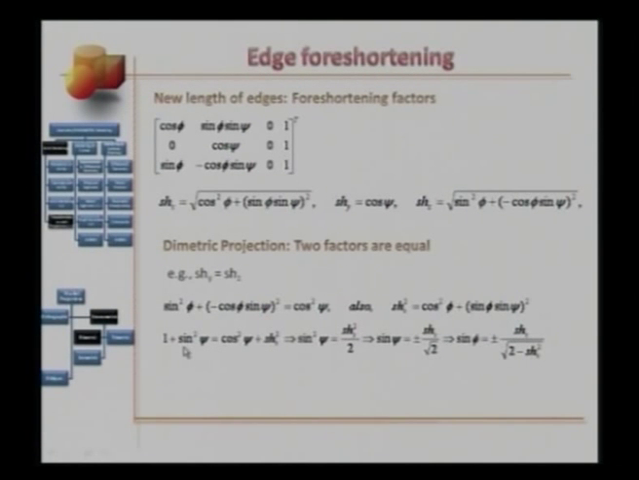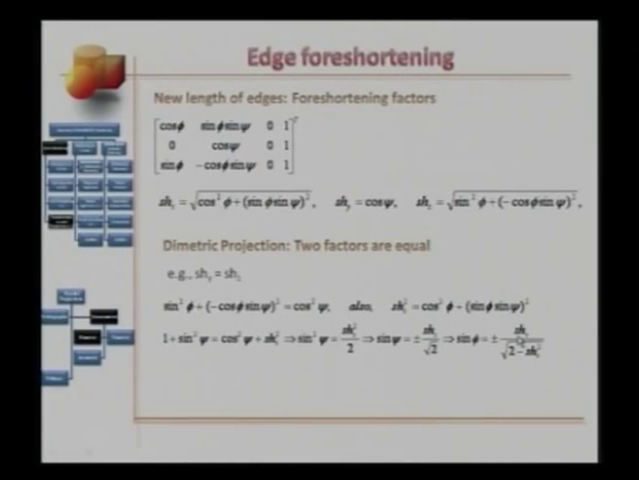This result can be used to determine the angle psi in terms of the shortening factor along the x direction. That is, sine squared psi equals shx squared over 2, or sine psi equals plus or minus shx over square root of 2. Once we know sine psi, we can determine sine phi as plus minus shx over under root of 2 minus sh sub x squared. What we observe is, if we consider one of the foreshortening factors as a free choice, that is, if we consider shx as a free choice, we can determine both rotation angles phi and psi.